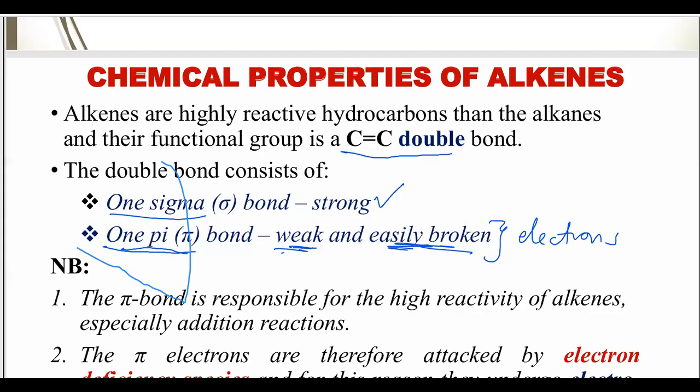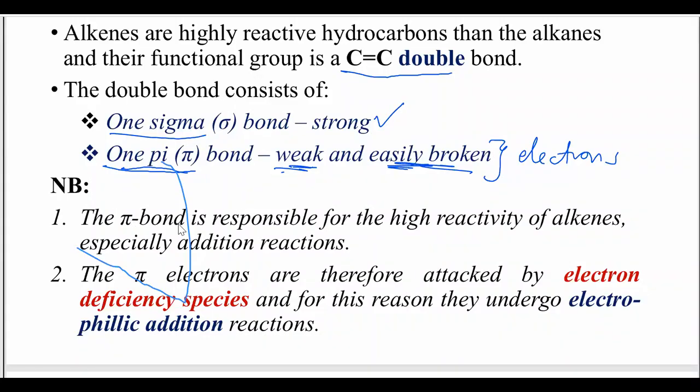That's why in the NB, we can see that we are saying that the pi bond is responsible for the high reactivity of alkenes, especially the addition reactions. There is another point: the pi electrons are attacked by electron deficient species, and for this reason they undergo electrophilic addition reactions. Those are the two key points that we can see under the chemical properties of alkenes.